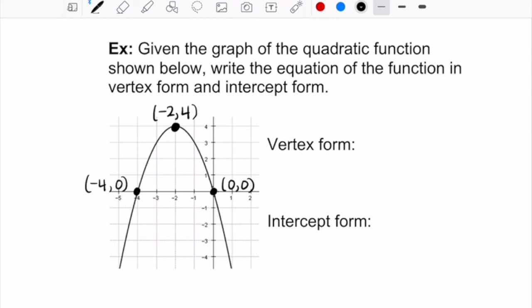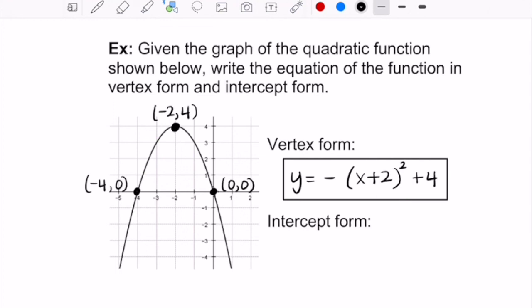And it's flipped upside down, so it's reflected from the parent function. The negative out front causes the reflection. x plus 2 on the inside moves the vertex 2 to the left, and then plus 4 on the outside moves the vertex up 4. And so in vertex form, it would be y equals negative (x plus 2) quantity squared plus 4.